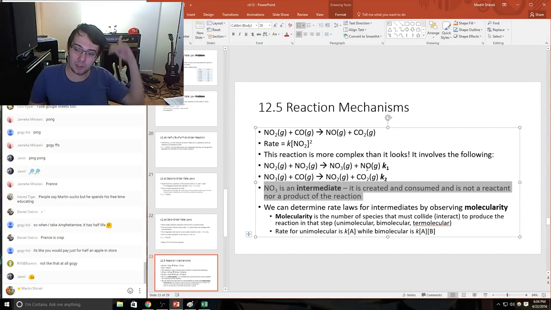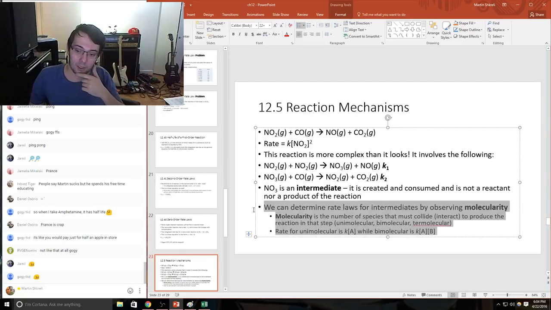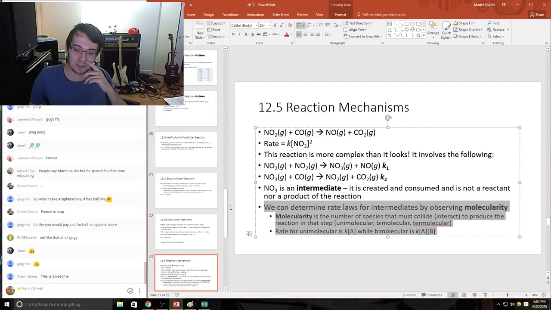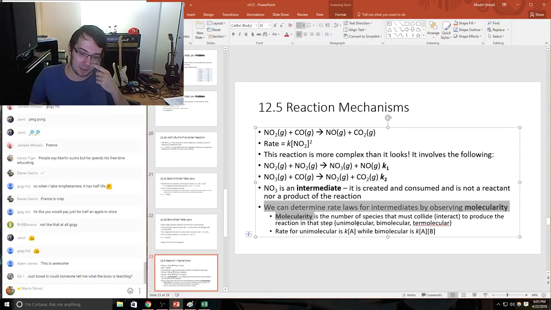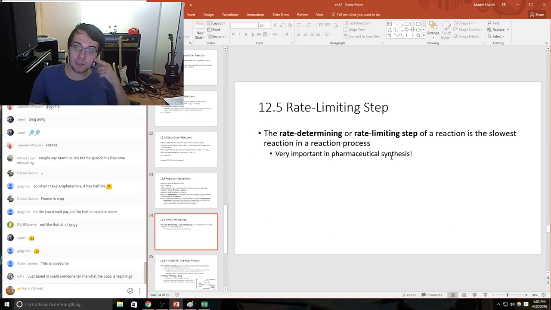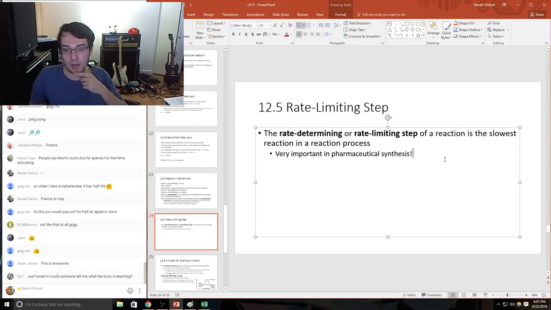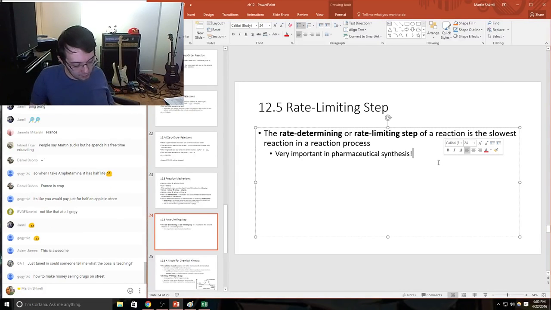It's an intermediate. And there are some laws for determining the rate laws of these intermediates. It's through this concept called molecularity, which is the number of species that must collide to produce the reaction. That's a nice concept, and I would encourage you to study it further if you would like, but it's not terribly important. The rate limiting step is something I think we all have familiarity with. It's the slowest reaction in a reaction process, and that's pretty self-explanatory.